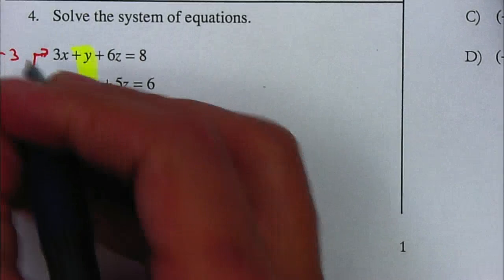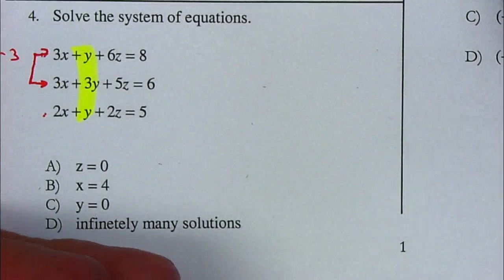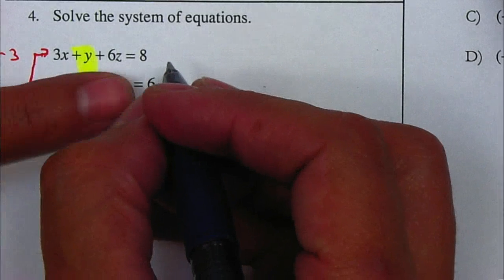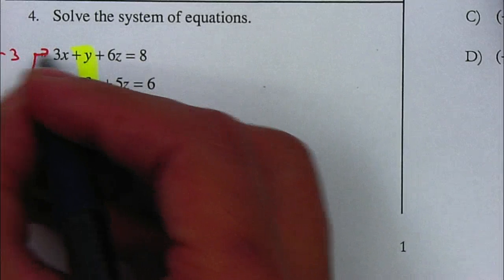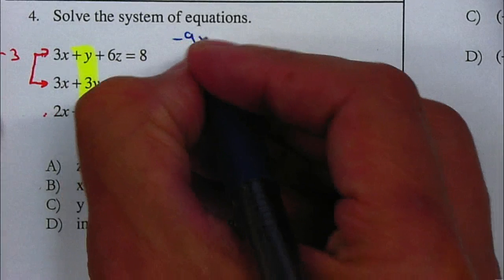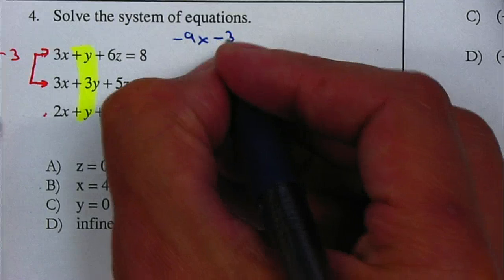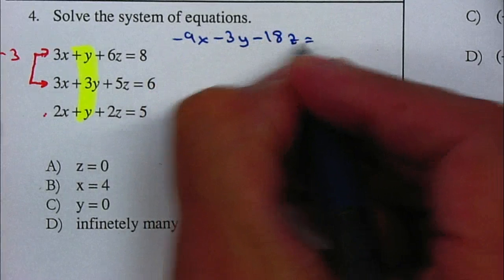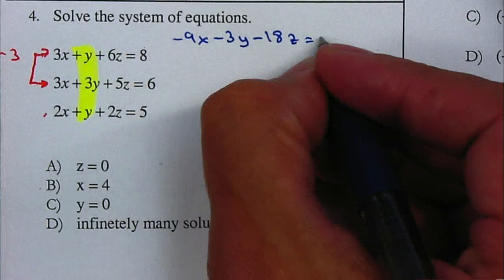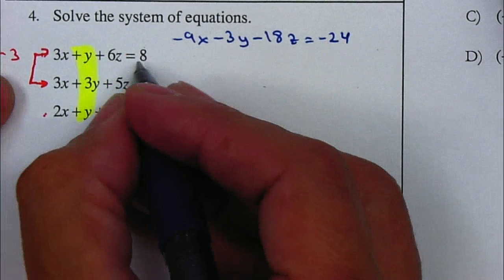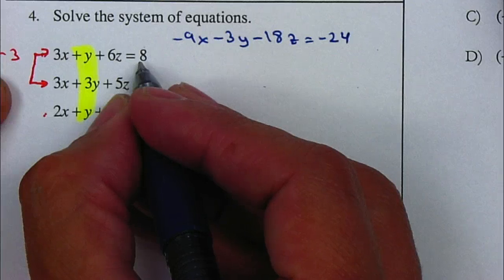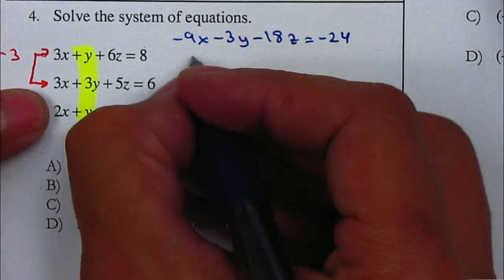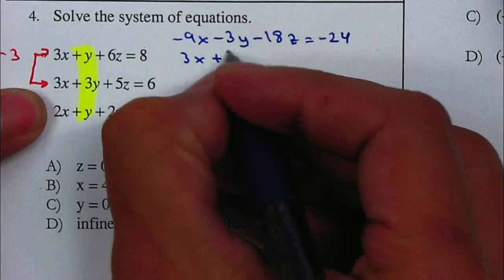Remember that you're going to multiply everything in the equation by -3 so you can keep the equation equivalent. -3 times 3x gives me a -9x. -3 times y is -3y. -3 times 6 is -18z. And -3 times 8 is -24. Some of you guys are forgetting to multiply the last number. The second equation will stay exactly the same.